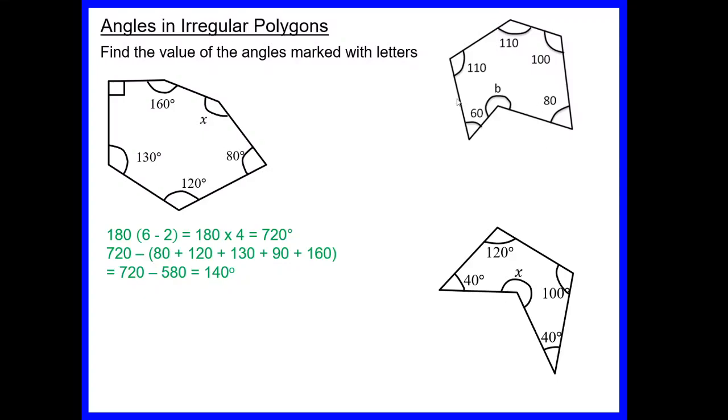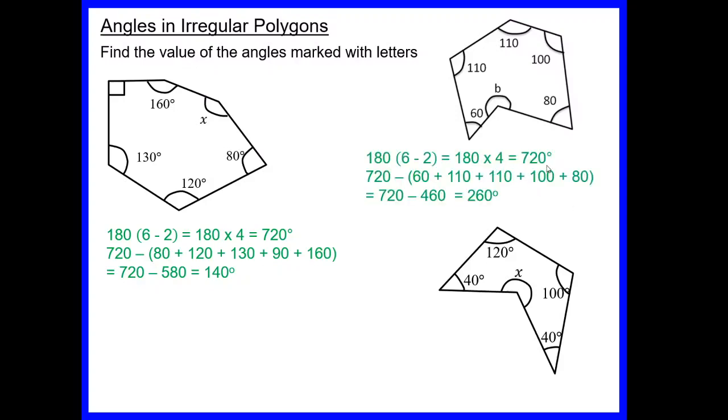Okay, this one at the top then, we've got 1, 2, 3, 4, 5, 6. So again, another hexagon. Again, if I want to split it into triangles, I could split it into 4 triangles. So that's going to give us 180 times 4, which is 720 degrees. Add up all of the angles that I know, take it from 720, and that leaves us with 260 degrees for B.